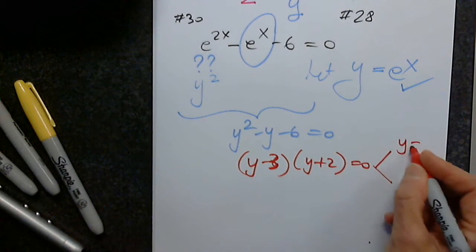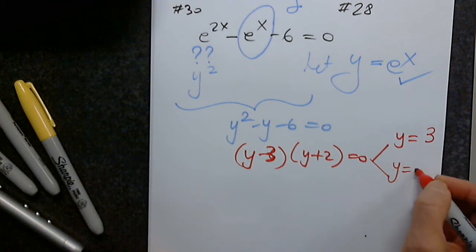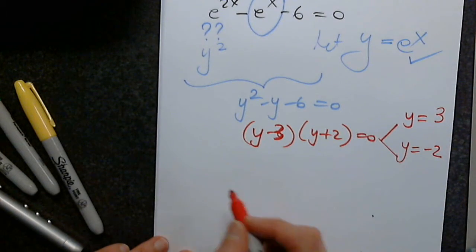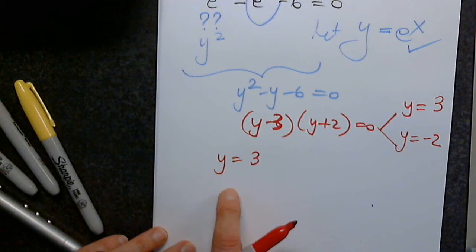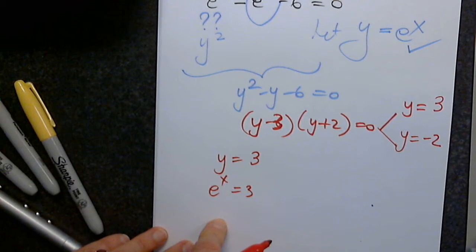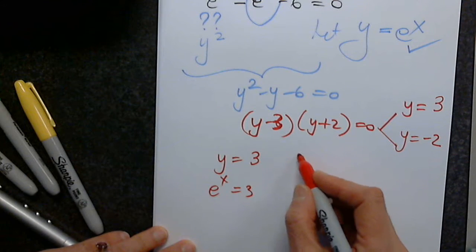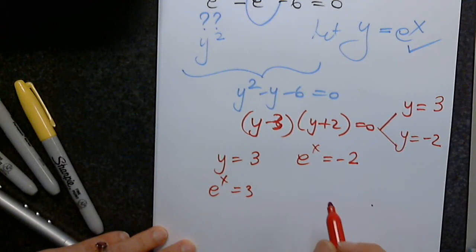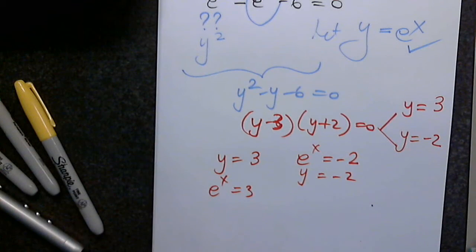And there are 2 options for y. I agree, y equals 3 or y equals -2. Good. So now the equation y equals 3 is actually what equation? e to the x equals 3. Now this is exponential, and it's pure, and I know how to handle it. And the other option is e to the x equals -2. I should have written y equals -2, sorry. Okay, so let's start with the first one. Now this is nice and clean, it's pure.